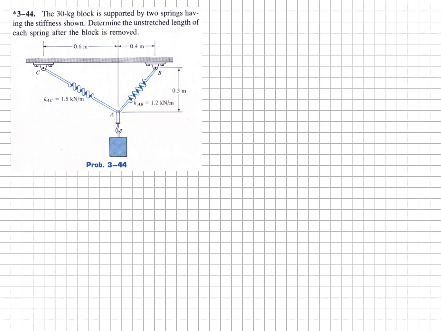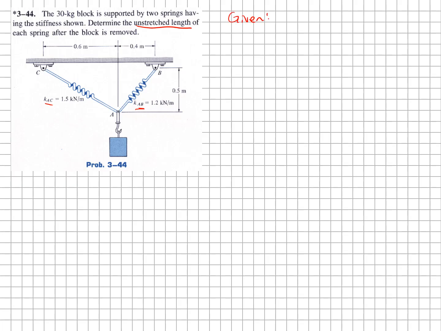The 30 kilogram block is supported by two springs having the stiffnesses, or these K values, shown. Determine the unstretched length of each spring after the block is removed.